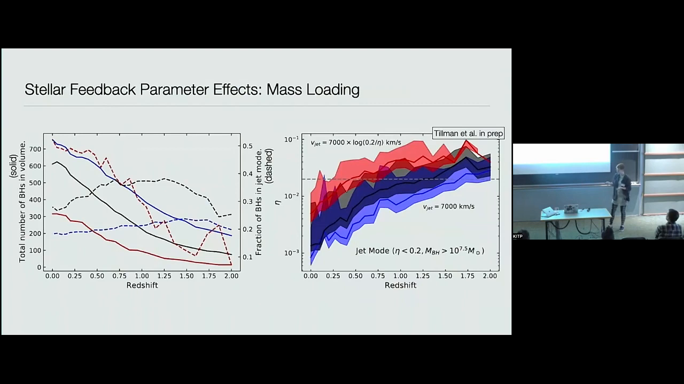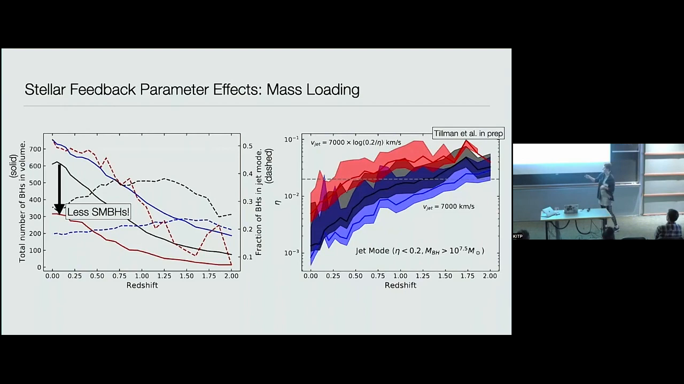So here are all those statistics. On this plot, we have the number of black holes in the volume, and the fraction of those black holes that are in the jet mode, versus redshift. The solid lines are the number of black holes. The dashed lines are the fraction of black holes in jet mode. And on the right, we have the average Eddington ratio. This dashed line is where that maximum velocity cap is hit. So everything above this is going to have less than 7,000 kilometers per second jet speed, and everything below will have 7,000.